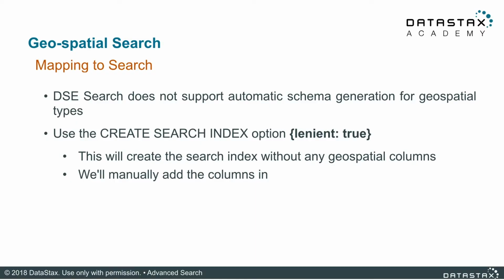Of course, there is some configuration that we need to do on the search end before we can start, particularly with the search index schema. Unfortunately, even up to DataStax Enterprise 6, DSE is not able to automatically generate a schema for tables with geospatial data types, and so they need to be done manually. When creating a search index on a table with geospatial columns, make sure to use the Create Search Index option with lenient equals true, which will allow DSE to avoid trying to automatically map the geospatial columns, as that would lead to an error.